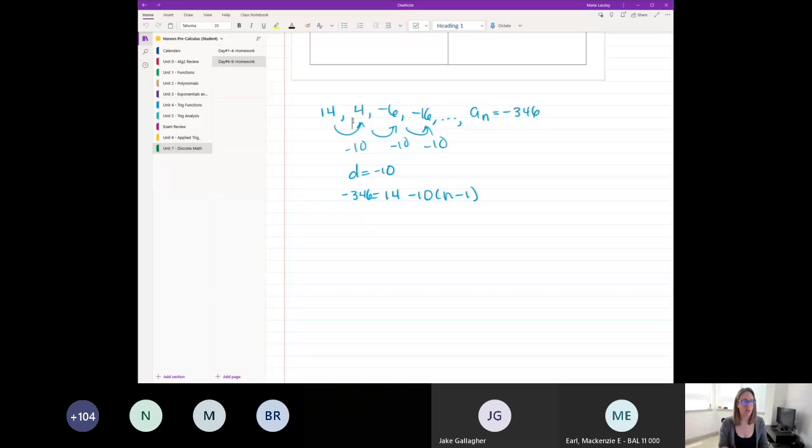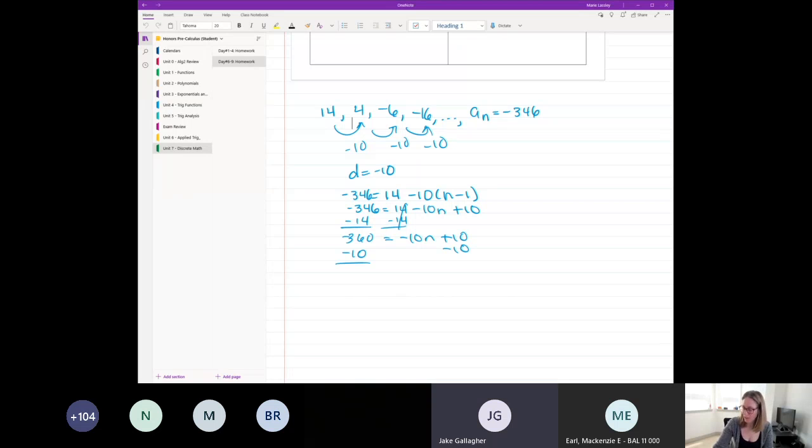I had so many people tell me this was definitely the most missed problem, and a lot of people wanted it to be 36. So we'll walk through it. It is definitely not 36. So 14, that would be -10n plus 10, and then subtract. That gives us 14 plus 10 minus 346 equals -10n, so subtract 10.